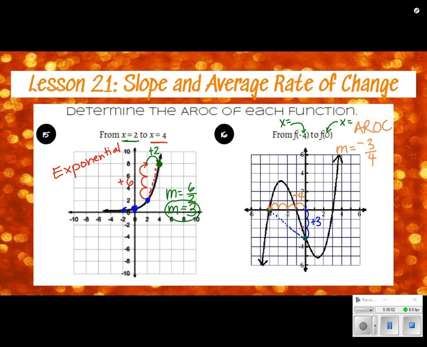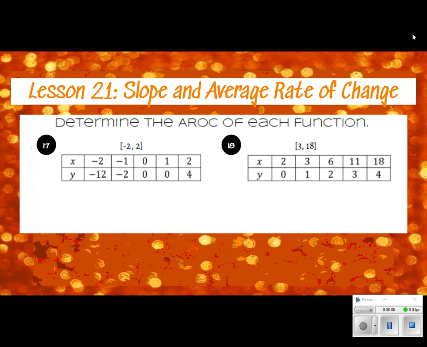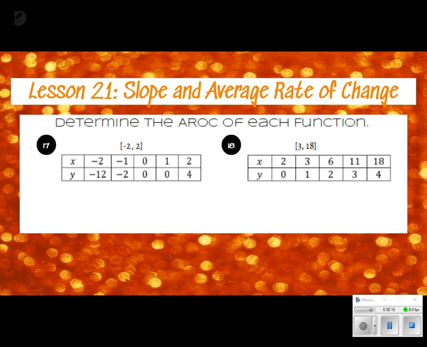Average rate of change is just slope. All right, so that was a graph. Now let's look at the table. Now, they will give you two values. They're giving you two x values. You go where those two x values are. So x is -2 right there. X is 2 right there. The rest of the table we don't care about. We ignore the rest of the table. Who cares? I don't care. You don't care. All we care about are those 2 points.